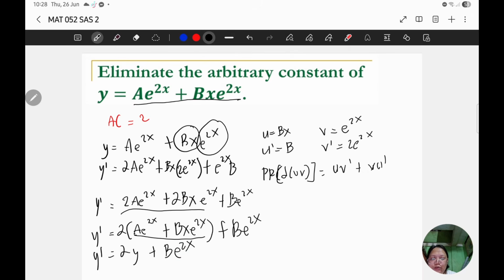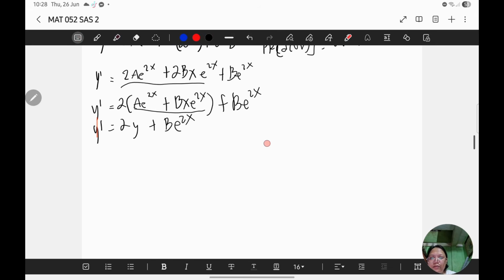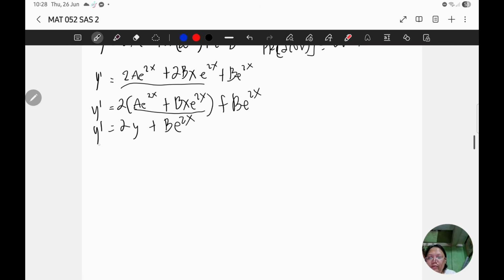Do we need to continue deriving the equation? Yes, since there are two arbitrary constants. So derive again. The derivative of y prime is y double prime. The derivative of 2y is 2y prime. And the derivative of b e to the 2x is 2b e to the 2x.